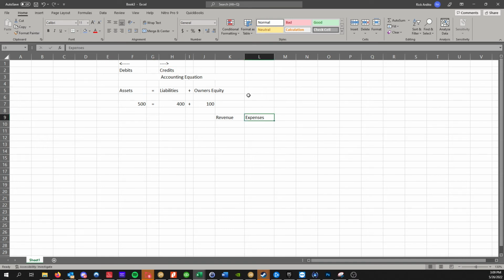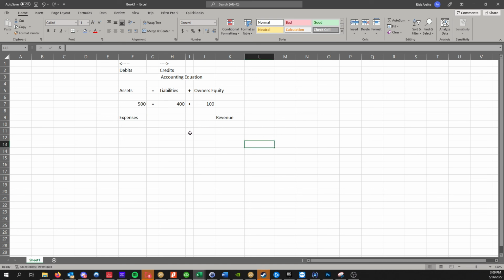Now expenses, they make our owner's equity section, our retained earnings, less. So we increase expenses with a debit, because that's how we decrease owner's equity, right? I know that sounds a little bit confusing, but as expenses go up, equity or retained earnings go down. So that means we have to use a debit for expenses, because ultimately what we're doing is making retained earnings go down. So expenses end up on the left side. Okay.